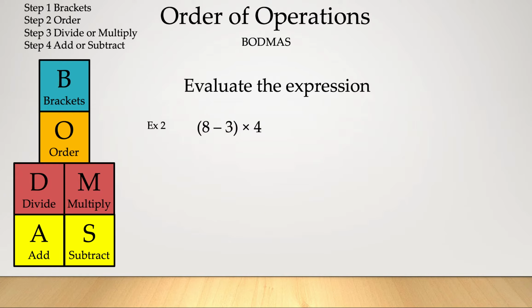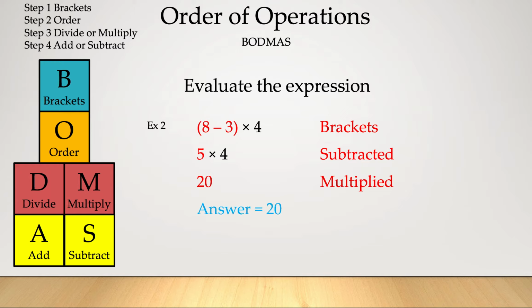So let's take a look at example 2. We have 8 minus 3 times 4, with 8 minus 3 in brackets. So that's part of step 1. Now we can subtract those two numbers first, and we get 5. Next step is 5 times 4, which gives us 20, and that is your answer.